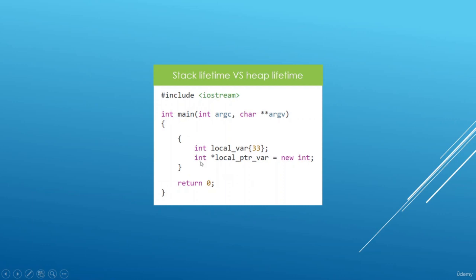So if you try executing code out of this scope, localvar is no longer going to be available. You can't use it. But that's not the case for localptrvar, because this is a pointer. It lives on the heap, and if you go out of this scope, the memory is still going to be yours. So if you have a way you can access it and use it, you're going to be able to use it, and it is going to be yours until you decide to return it to the operating system.